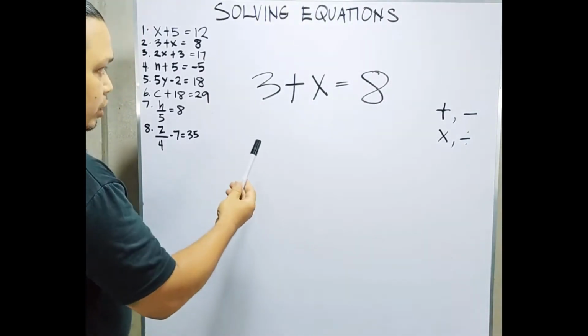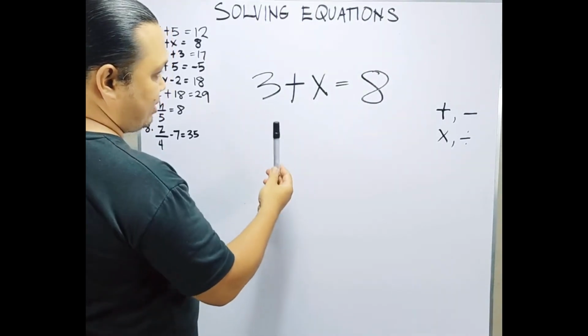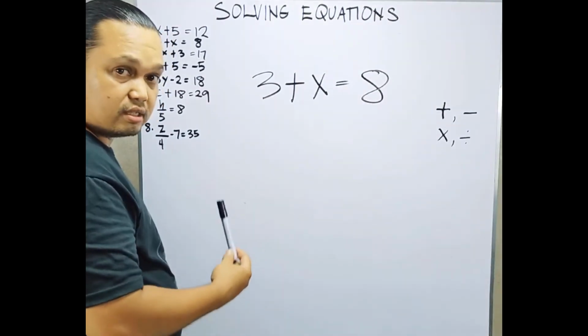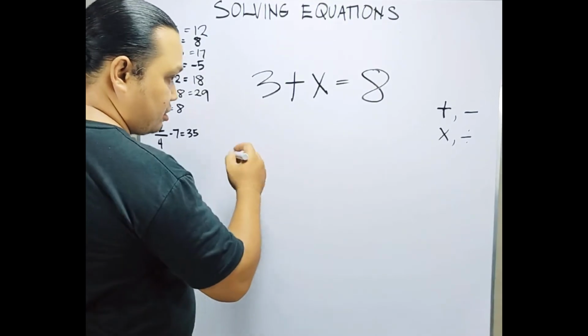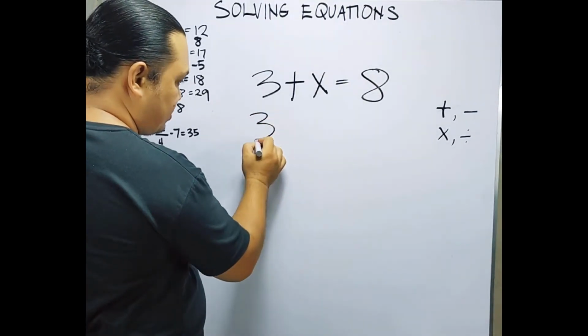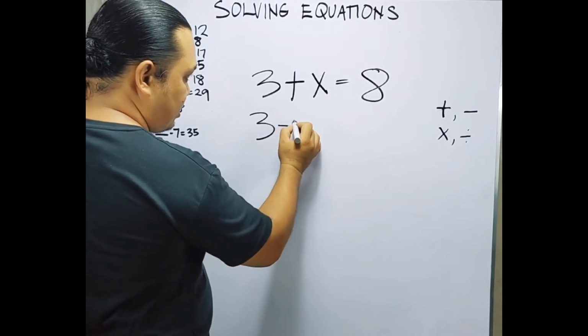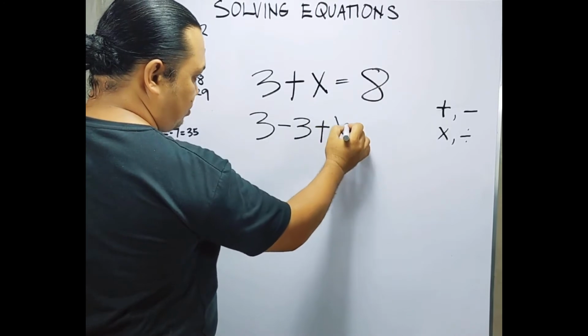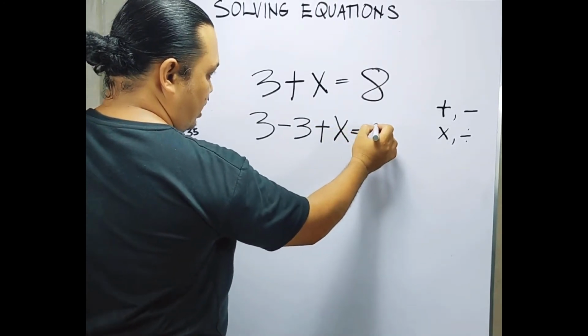So how do we get rid of 3? How do we make 3 become a 0? So all we need to do is subtract 3, because 3 minus 3 is 0. So copy 3, subtract 3, plus x, just copy, is equal to 8.